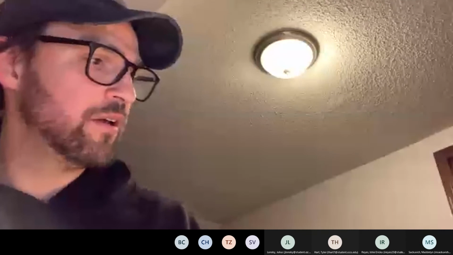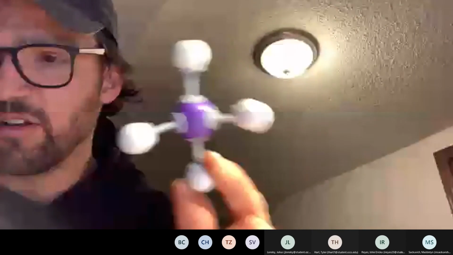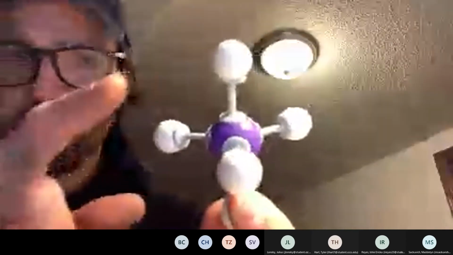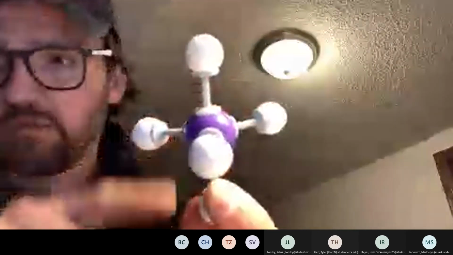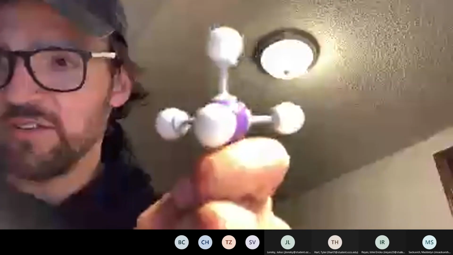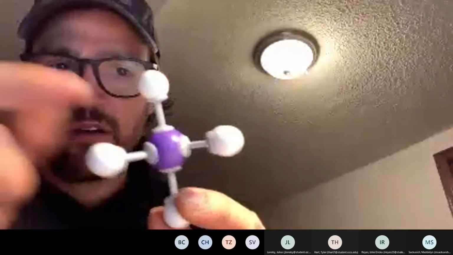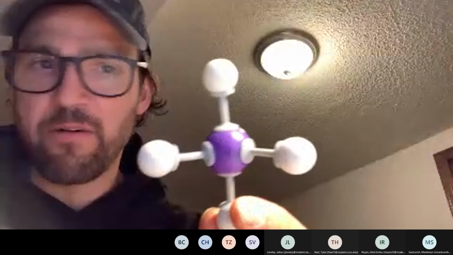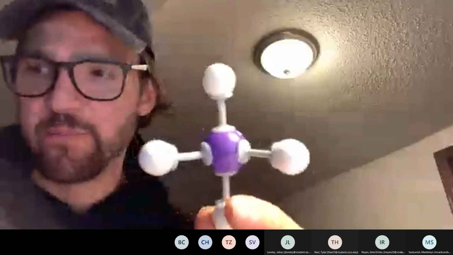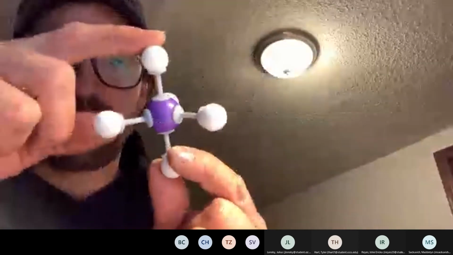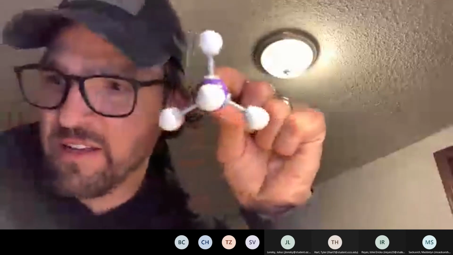Here's my trigonal bipyramid here. So if you look down, well, let's just look at it like this. So you see how we have a triangle right here. And then if you get rid of that, it kind of looks like you have a pyramid on the top and then you have a pyramid on the bottom. So that's where we get the name trigonal, from the center atoms, bipyramidal, pyramid on the top, pyramid on the bottom.